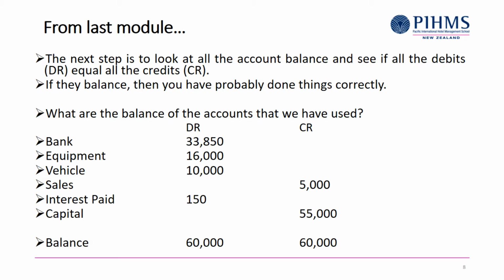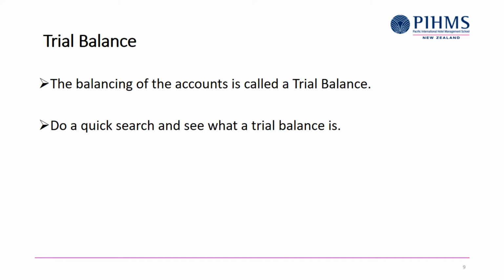So last time we finished with this. We did a little T account walkthrough, and we went and saw, well, do the debits equal the credits? And so we actually had a look at each of the account balances. So we had a balance for bank, we had a balance for equipment, we had a balance for vehicle, then we had a balance for sales, being a credit balance, interest paid, and then capital, again, a credit balance. And our debits equal our credits. So this is the trial balance. So this is the balancing of accounts.